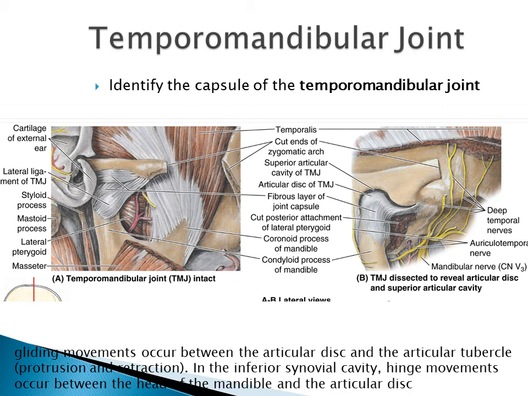And you will have a chance to examine the isolated specimen, and you should see that the tendon of the lateral pterygoid muscle is attached to the neck of the mandible and the articular disc. And then you should cut the capsule open and have a look into the inferior synovial cavity and observe the shape and the variable thickness of that disc. Important for you to know is that there are two different types of movements that occur at the TMJ. In the superior synovial cavity, you'll have gliding movements that are between the disc and the articular tubercle, for instance for protrusion and retraction.